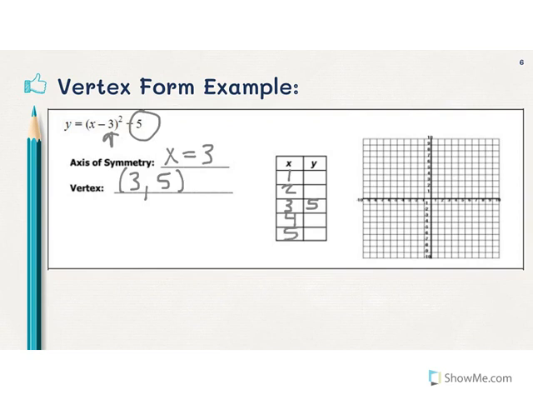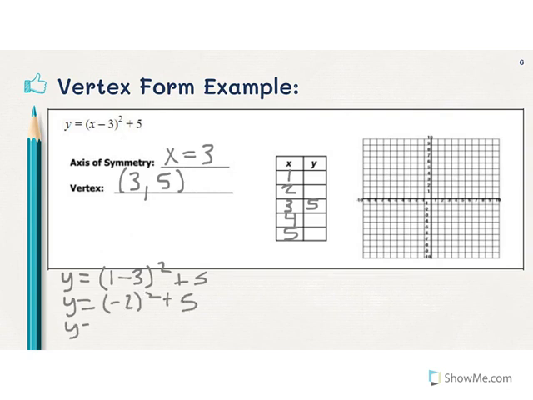Now we're going to plug these values into our equation to see what we get for our y values. So y equals x minus 3 squared plus 5, and we're going to plug in 1 for x this time. This was a plus 5, I just marked over it. So y equals, in parentheses first, 1 minus 3 is a negative 2. Then negative 2 squared is a positive 4. And then plus 5, so we get y equals 9. That's our y value for when we plugged in 1.